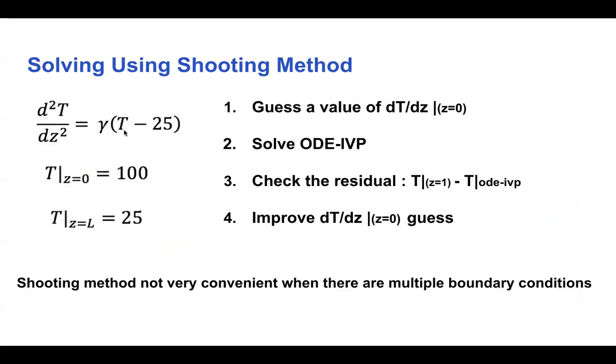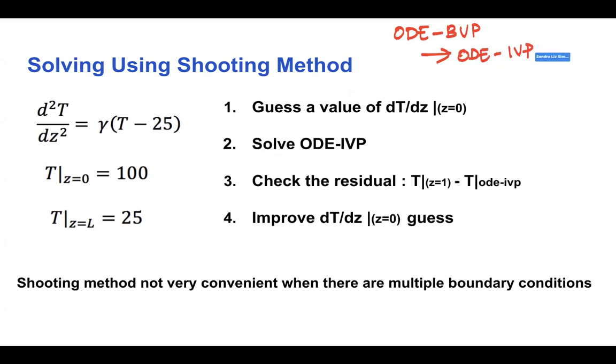The main idea of the shooting method is that we know how to solve ODE IVP problems. For solving ODE IVP problems, we have a lot of solvers like ODE45, ODE23s, ODE15s, which we have already covered. So why not convert this ordinary boundary value problem to an ordinary IVP problem? The idea is to convert an ODE BVP problem to an ODE IVP problem.